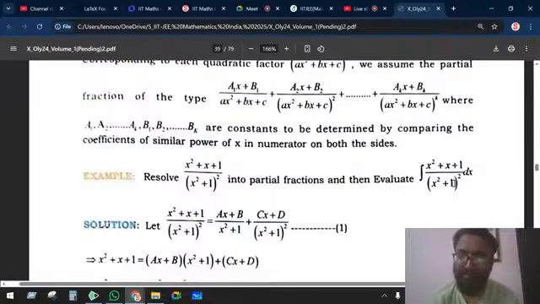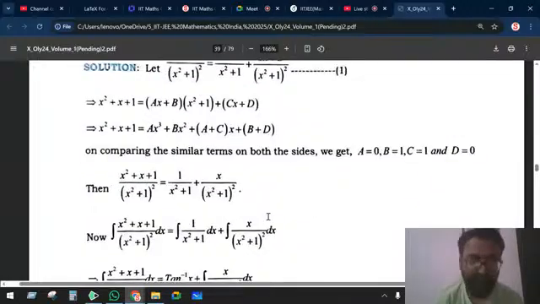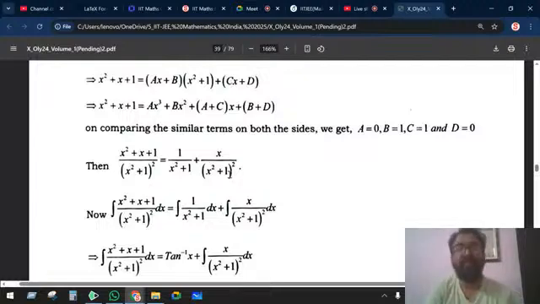You can see x square plus 1. For x square plus 1 itself, ax plus b. Can you see? And for x square plus 1, again the square is there, so again cx plus d will come. Then multiply, simplify, and so on, and you have to get the answers. So this is the most important.